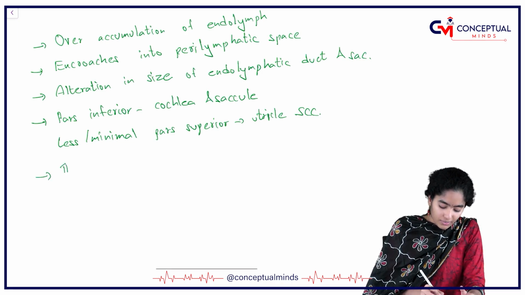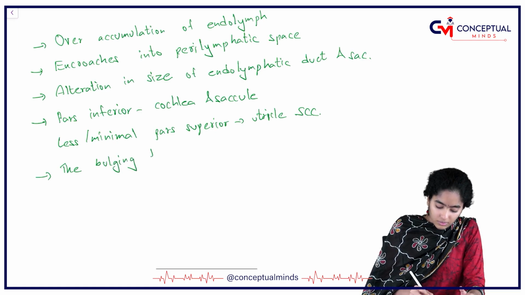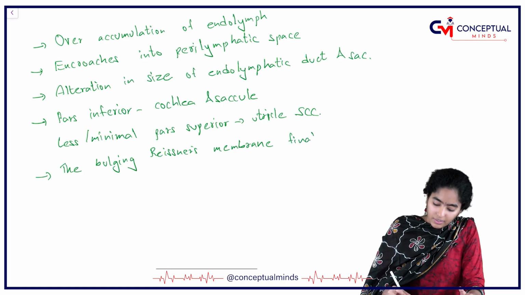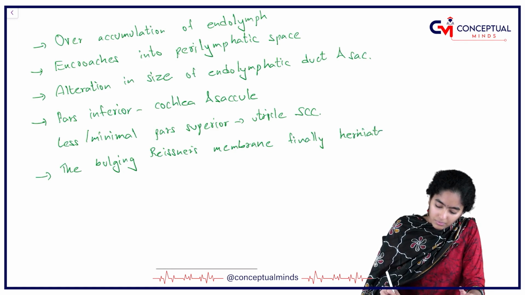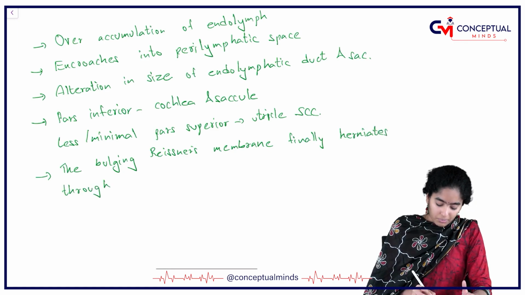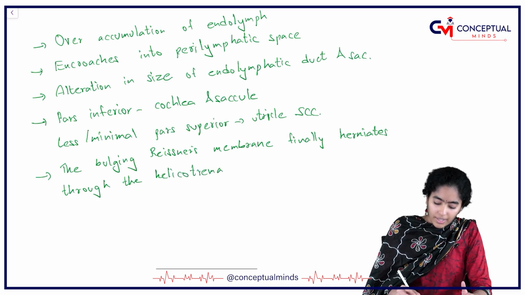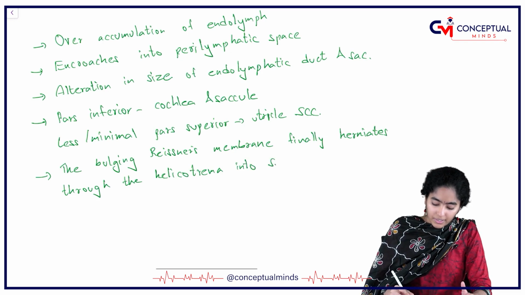The bulging Reissner's membrane finally herniates through the helicotrema into scala tympani.